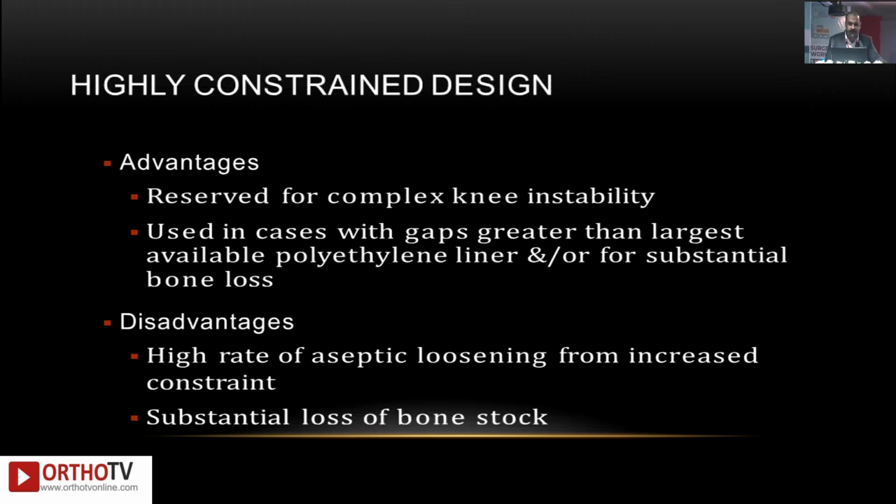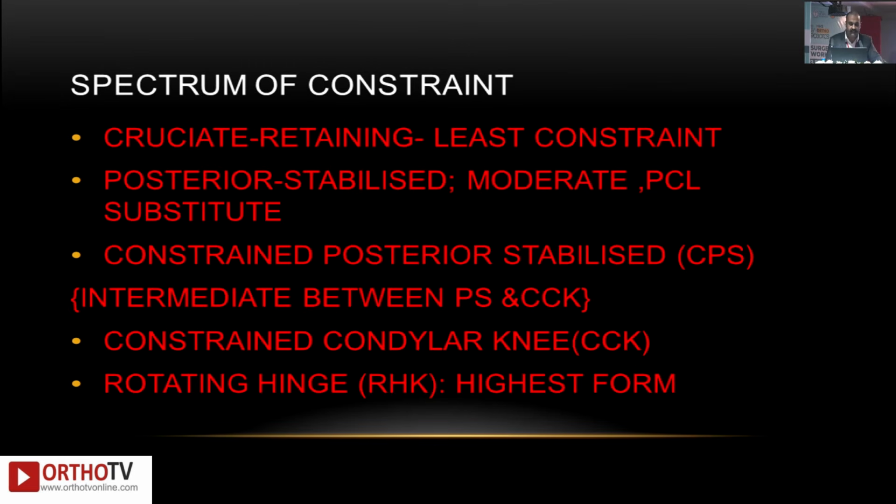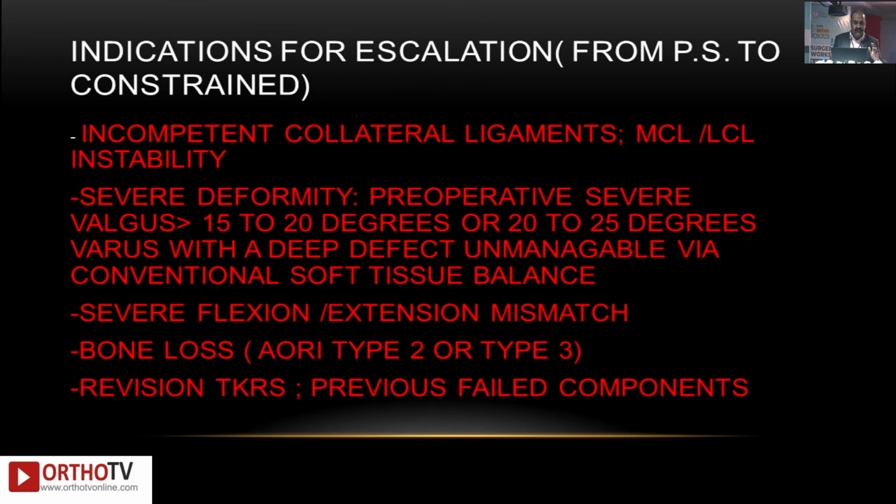Highly constrained I'm not going to talk about, because they are the RH case. So we have covered the spectrum of the constraints: CR, PS, constrained posterior stabilized, constrained condylar knee, rotating hinge. So what are the indications? Which are the important things? The incompetent collateral ligaments, severe deformity, more than 20-30 degrees of varus valgus, with a deep defect more than 10 mm, which are unmanageable by conventional soft tissue balance, and a severe flexion extension mismatch, or AORI type 2 or type 3 bone loss, or a revision TKR with a failed revision component.